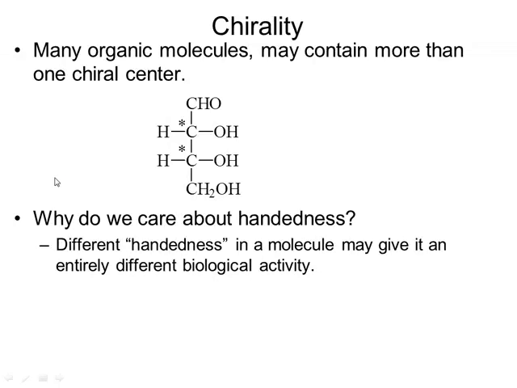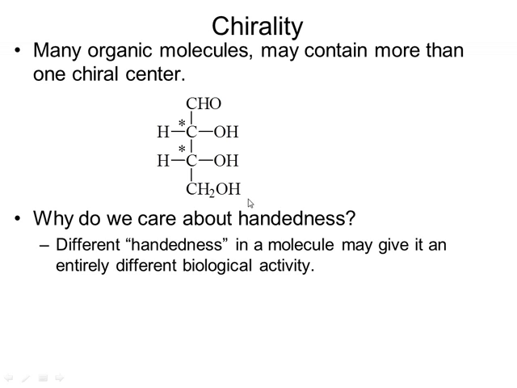Okay, quick little thing about chirality and carbohydrates and why we care. So first off, most of the carbohydrates we see are going to have more than one chiral center. So carbohydrates, most of them are chiral. There are a few that are not, but most of them are chiral. Most of them have chiral centers. Most of them have many more than one chiral center.